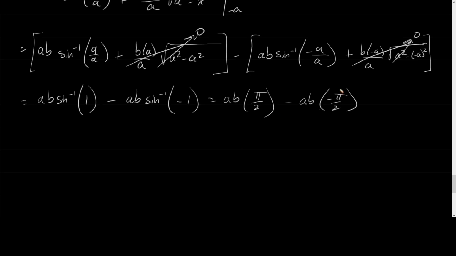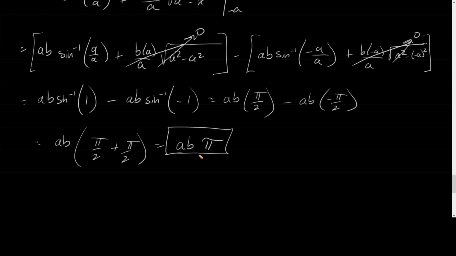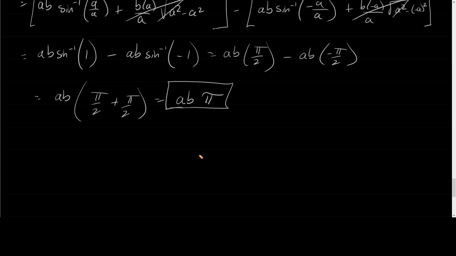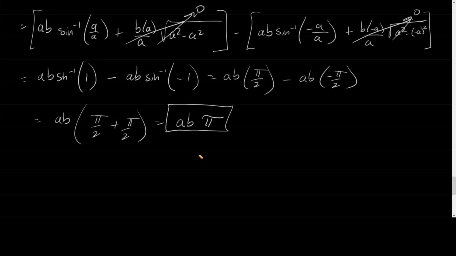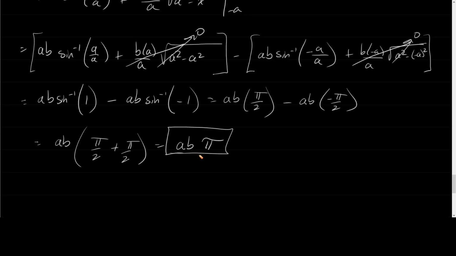Because that is the angle for which sine gives us negative 1, negative pi over 2. So in here, what we really have now is, well, they both have an ab. I'll factor out the ab. And what we have is pi over 2 minus a negative pi over 2, which is plus. So pi halves plus pi halves, that's just pi. And there we go. That is the formula for the area of an ellipse. We could do something similar like this if we wanted to figure out the area of a circle, for example. But I will leave that up to you to try to figure out by yourself.